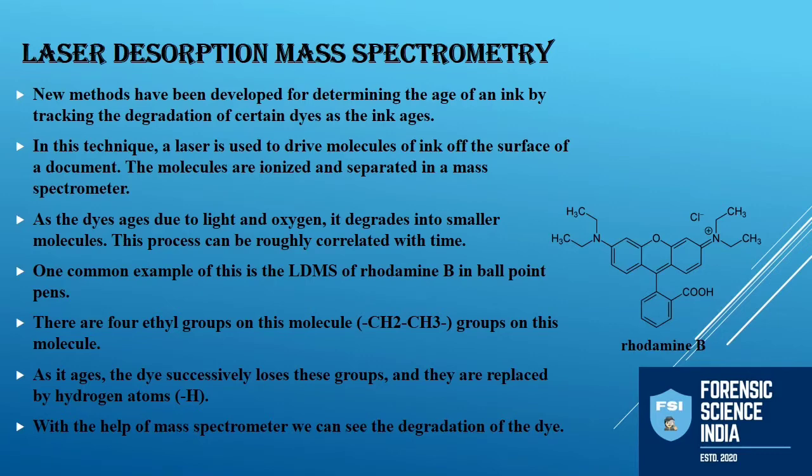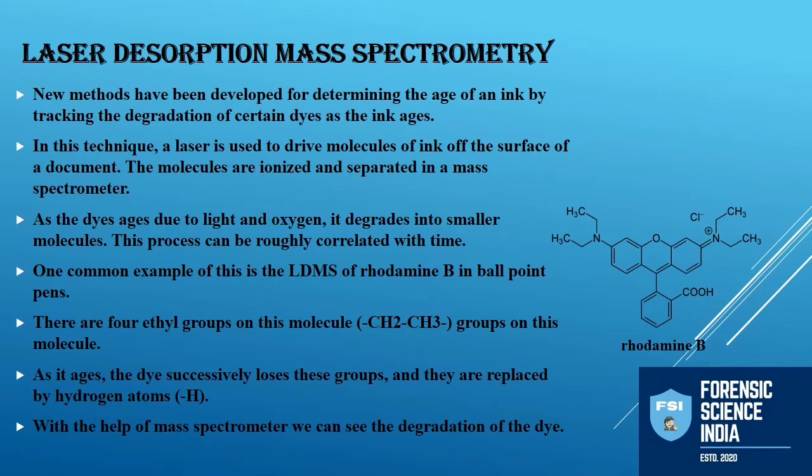One common example of this is the LDMS of rhodamine B in ballpoint pen. Here you can see the structure of rhodamine B. There are 4 ethyl groups on this molecule. As it ages, the dye successively loses these groups and they are replaced by hydrogen atoms. With the help of a mass spectrometer, we can see the degradation of the dye.